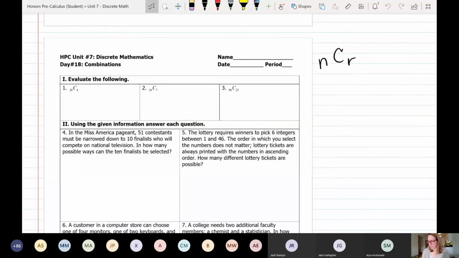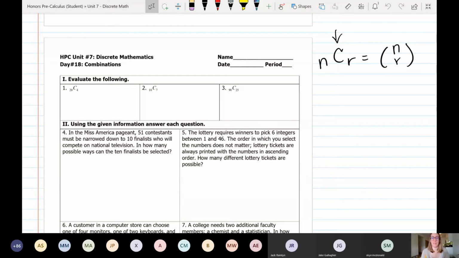Some teachers also write it like this, where it's parentheses and then you have n over top of r. That is the same thing. So nCr, sometimes you'll also see it written with the parentheses n over r. I probably wouldn't write it like that. I'm going to stick to this method just because that's what our calculator shows us. But just know that those two things do mean the same thing.